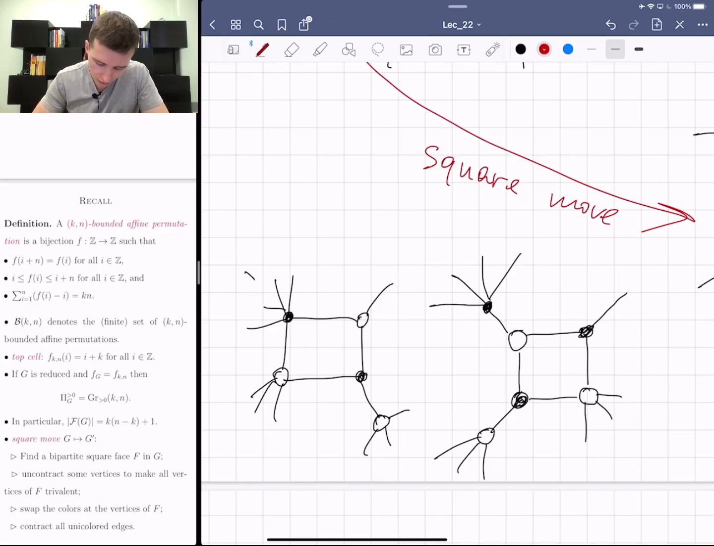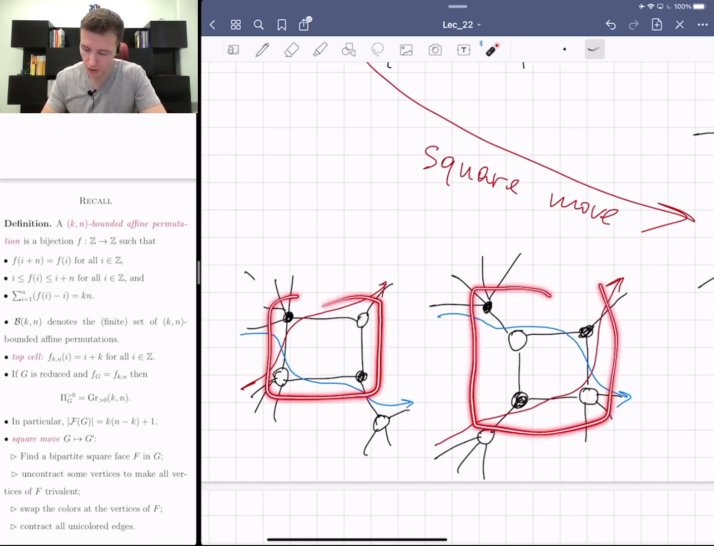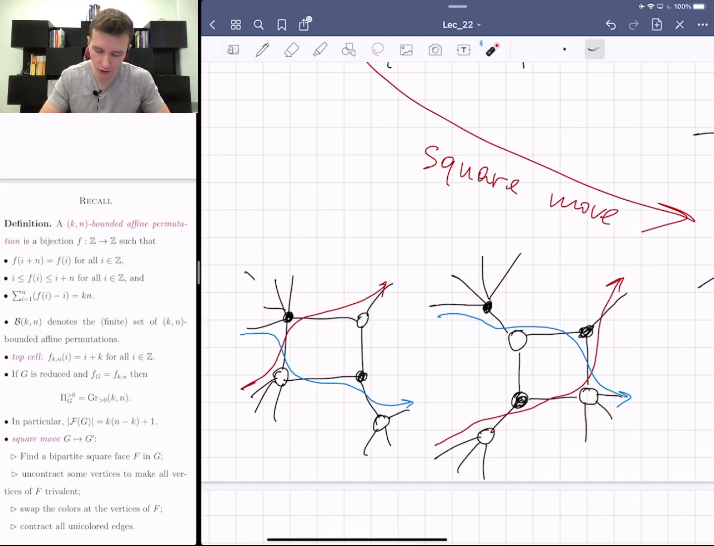Let me try to draw a few strands. You start here and you go left, right, left, and you end up here. While on the right you go right, left, right, and you end up here. Maybe I should draw another one. You go right, left, left, and you end up here, and then you go right, right, left, and you end up here. So you can see that outside of this square, the strand permutation is the same.